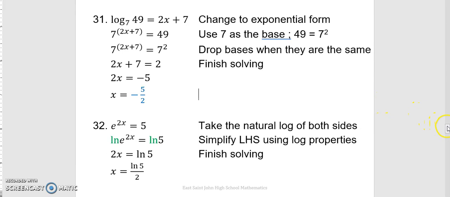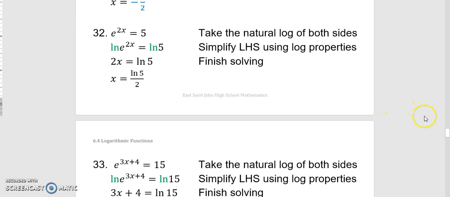So now moving on to problem number 32, it says e to the 2x equals 5. So this time we have an exponential equation, and up until this point we have been rewriting the exponential equation so that the bases are the same. However, we have a base of e and we have a base of 5, so we cannot rewrite the bases so that they are the same. So when we cannot rewrite the bases so that they are the same, we're going to take the logarithm of both sides. In this case, the base is e, so we can just take the natural log of both sides.